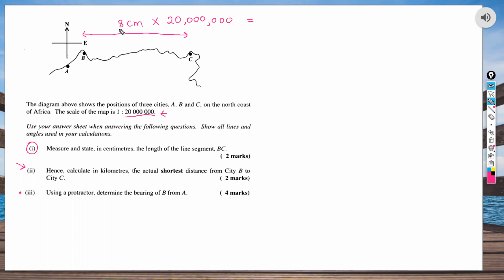So we're going to multiply the 8 centimeters by 20 million. And I think we'll get 16, and we'll get 1, 2, 3, 4, 5, 6, 7 zeros, right? So I think I have it correct here.